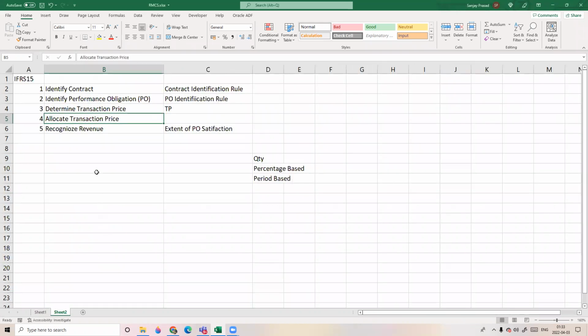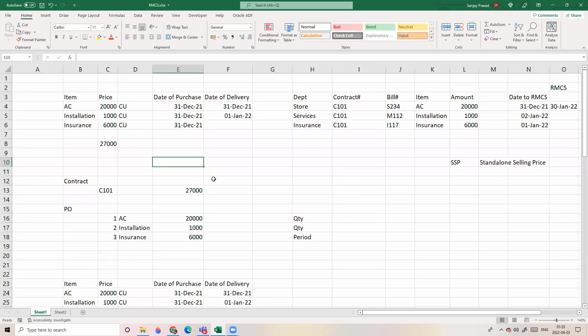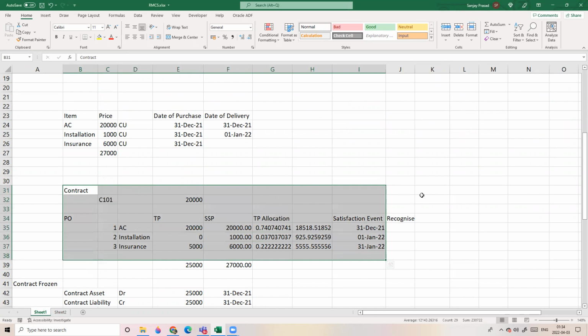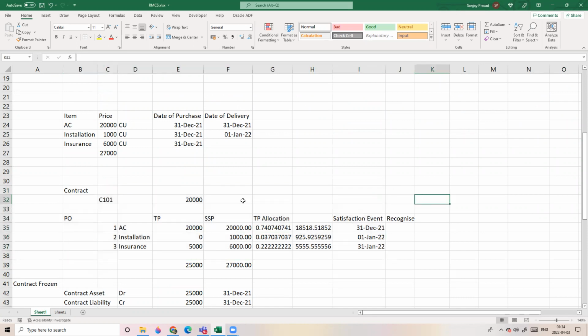In the previous two videos, we went through the 5-step model given by IFRS 15. We took a business example to understand different typical terms which are used in RMCS, what is the business need of those, and what is the significance of those.